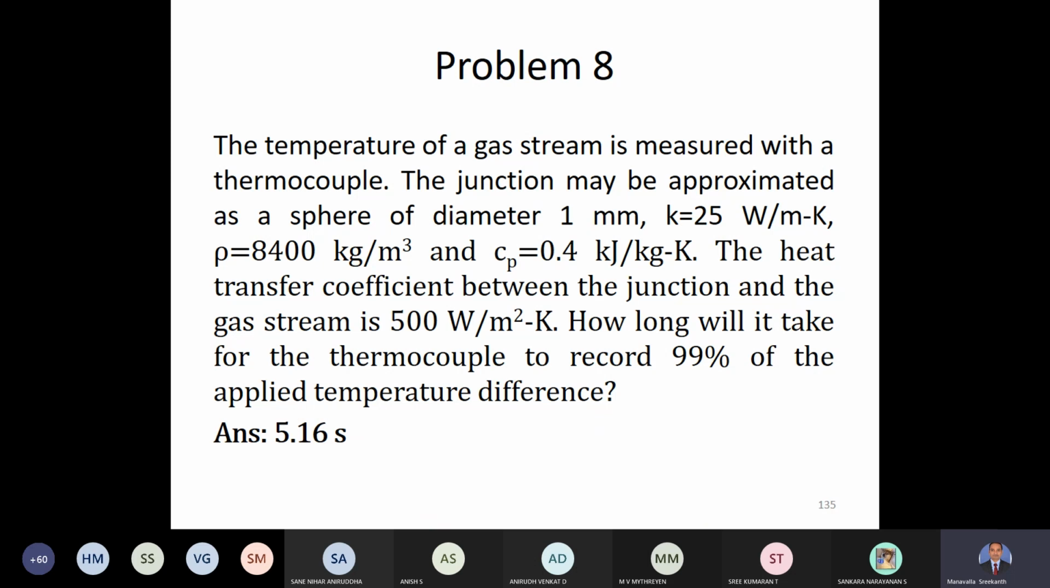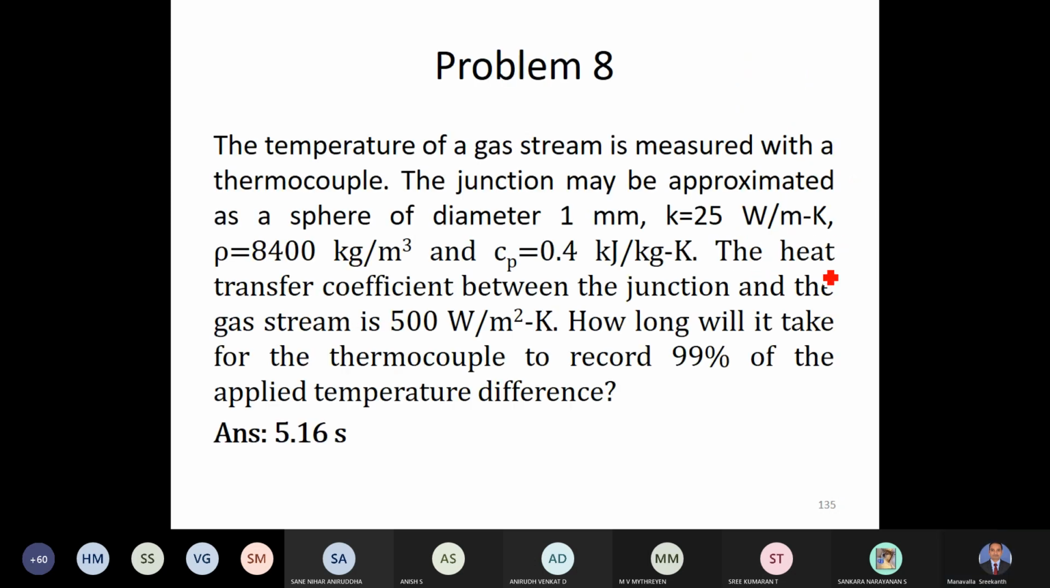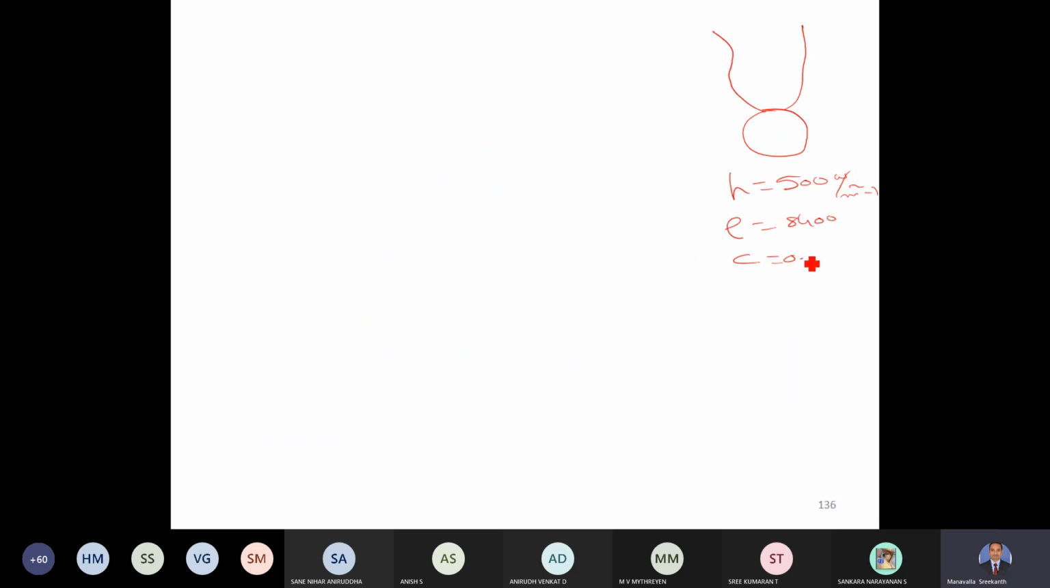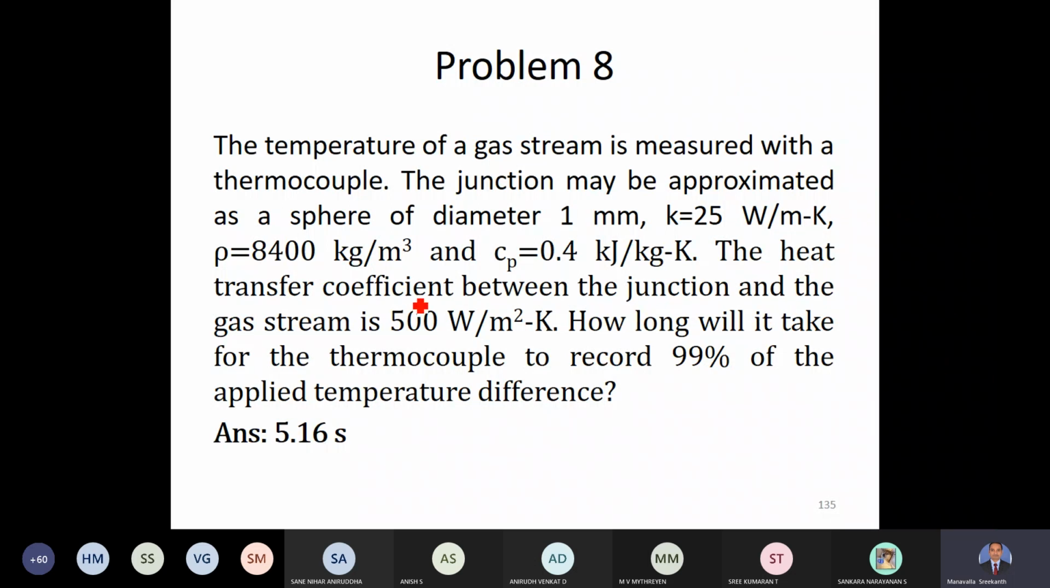That's the question. Now again, as usual, we'll start with a schematic diagram here. So we have a thermocouple. I'm exaggerating, it will not be as big. So this is the thermocouple. We are given the heat transfer coefficient as 500 watt per meter square Kelvin. Rho is 8,400 standard units. Cp is 0.4 multiplied by 10 power 3 joule per kg Kelvin. And we have a K as 25.